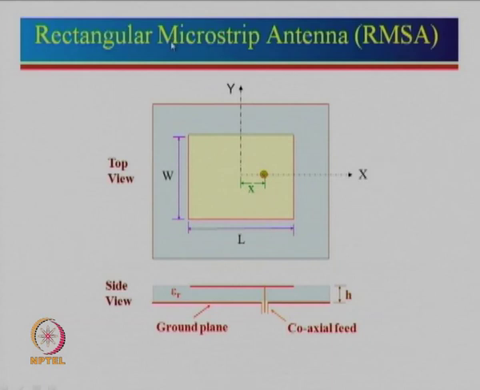A microstrip antenna is a very simple configuration. We have a ground plane and then a dielectric material whose dielectric constant is epsilon r, with substrate thickness h, and then there is a patch printed on the other side. If the shape is rectangular it is known as a rectangular microstrip antenna. If the shape is circular it will be a circular microstrip antenna, or if it is triangular it will be a triangular microstrip antenna, and this whole thing is known as a substrate.